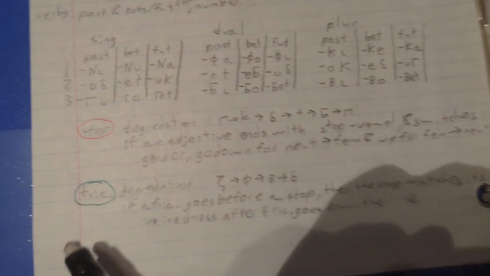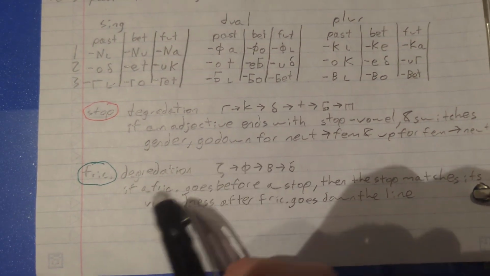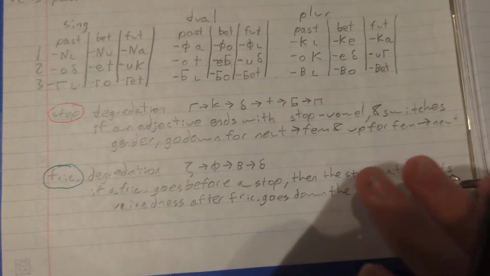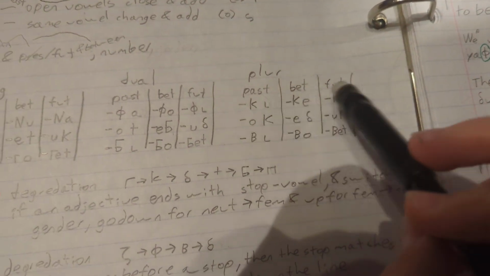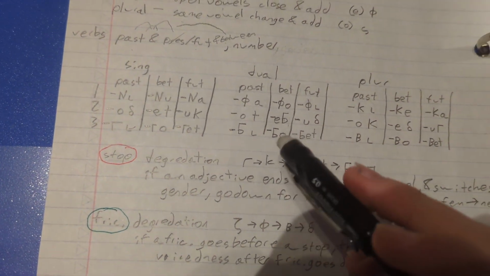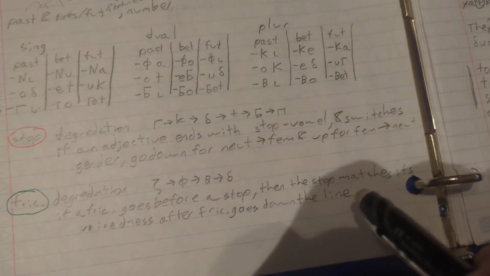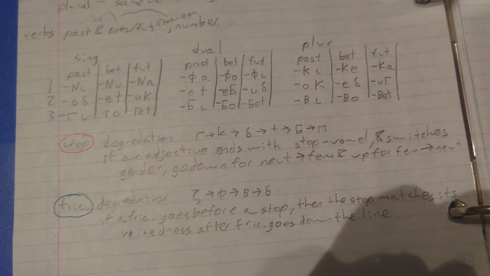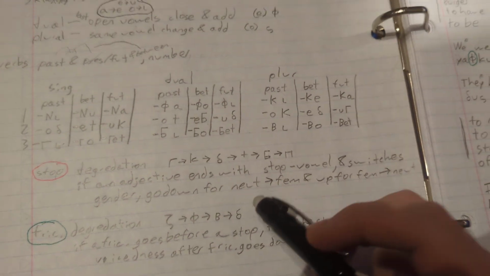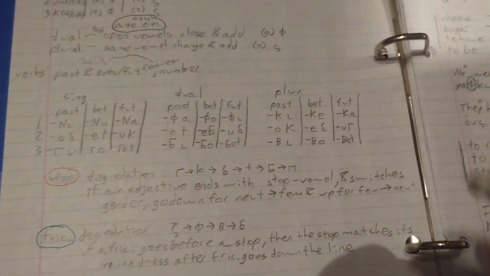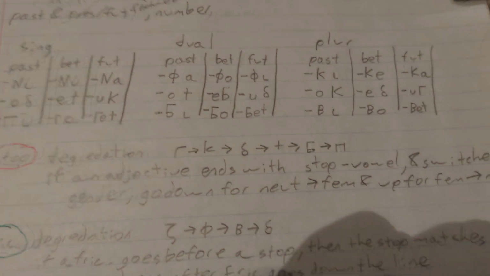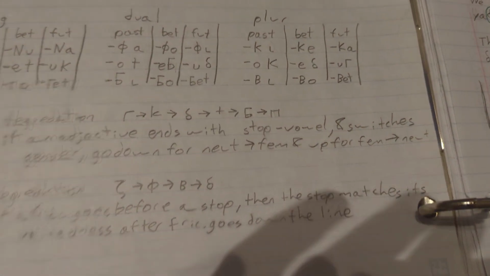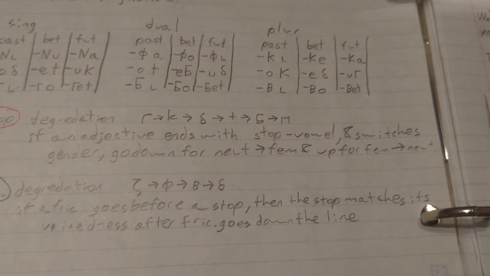Yeah. Anyway, fricative degradation, on the other hand, is mostly just if a fricative goes before a stop, like if it gets pushed there, mostly from the verb endings, let's be honest. The fricative goes down this line. There's no going back. In this case, delta is treated as the. It's important you treat it as both. And then the stop matches its voiciness.